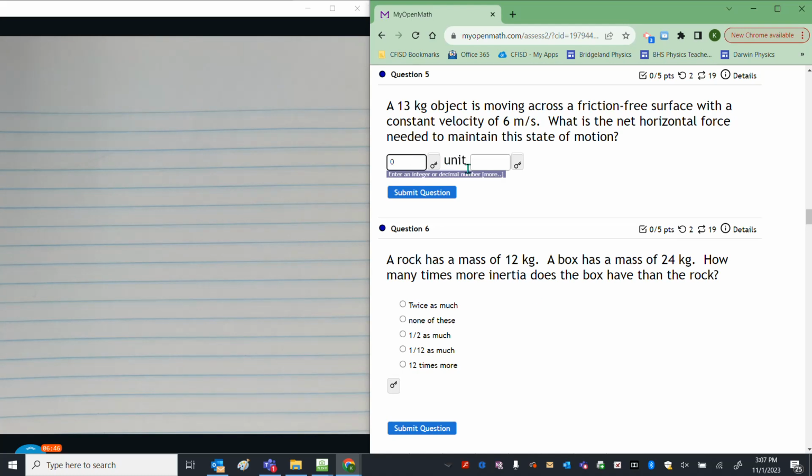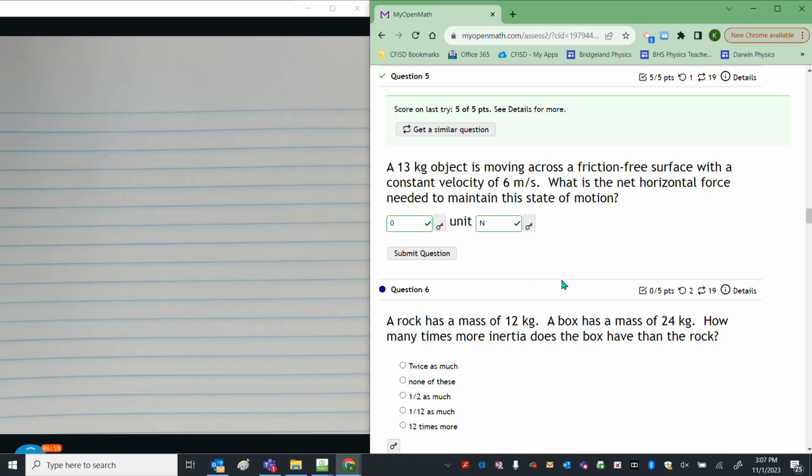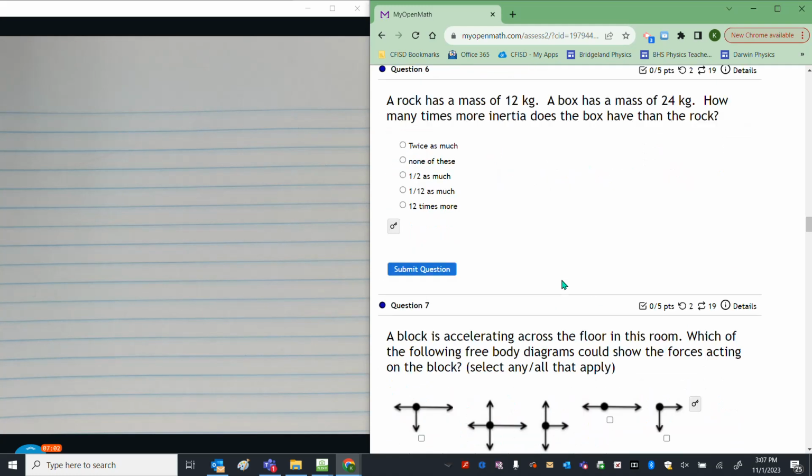If there aren't external forces slowing it down, like this one says, friction free, there is no friction, then you don't have to keep pushing it. If it's already moving at 6 meters per second, it will continue doing so forever, or until it encounters some kind of external force. It collides with something, it does encounter friction, whatever. Otherwise, it's an object in motion. It will continue in motion with constant velocity.